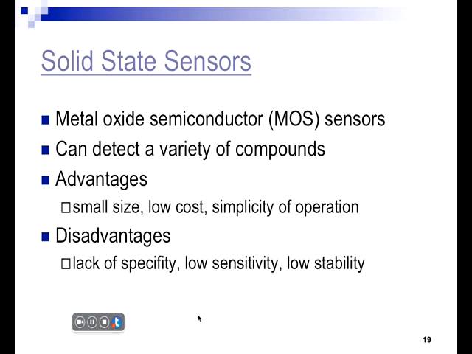And a little bit more about them. They're also called metal oxide semiconductor sensors. They're, again, solid state. They can detect a lot of different compounds. They're small, they don't cost much, and they're very easy to use. You do have some specificity issues. Sometimes they may not have adequate sensitivity, and their stability varies depending upon the environment. Sometimes they can be very, very stable, but you may have some water issues or something like that can cause a problem.